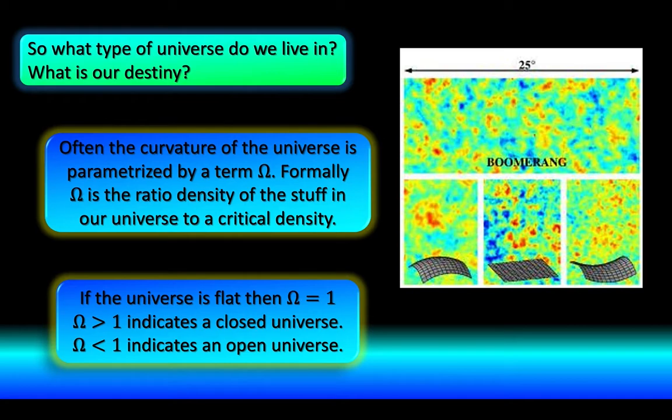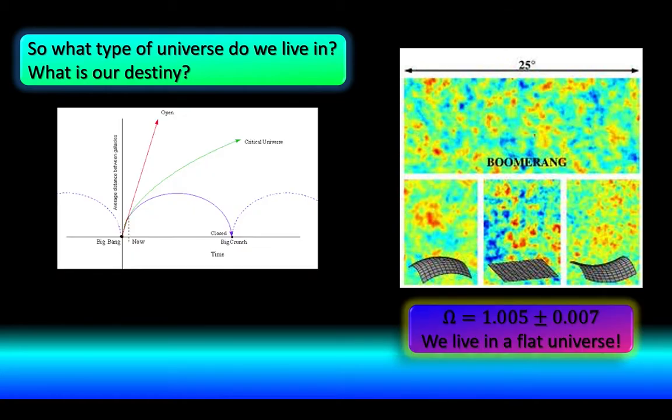And if we consider the three possibilities of a closed, flat, and open universe, we could look at some actual data from the CMB sky that we see. This picture above is from the Boomerang experiment. Since then, there have been more higher precision experiments, especially the Planck satellite. And what we find is we live in a flat universe.